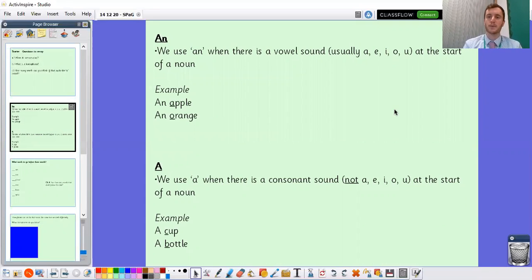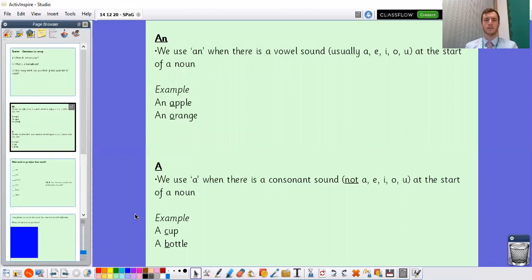First of all, we're going to recap on a and an. Now, I remember that we use an when there is a vowel sound at the start of the word. So usually A, E, I, O, or U. For example, an apple or an orange. And we use a when there is a consonant sound. So that's usually the letters that are not A, E, I, O, and U at the start of a noun. For example, a cup and a bottle.